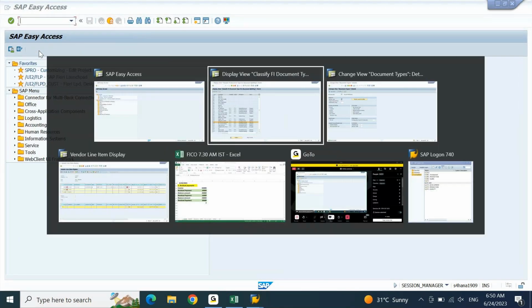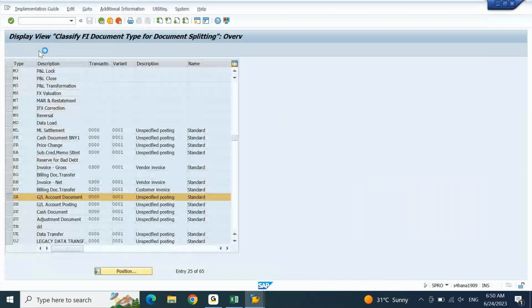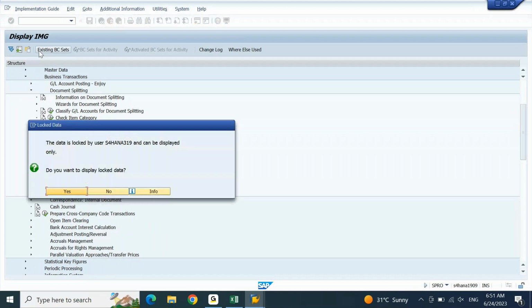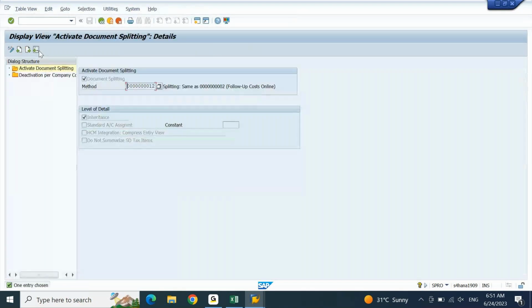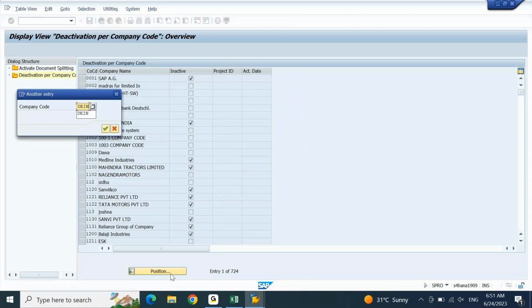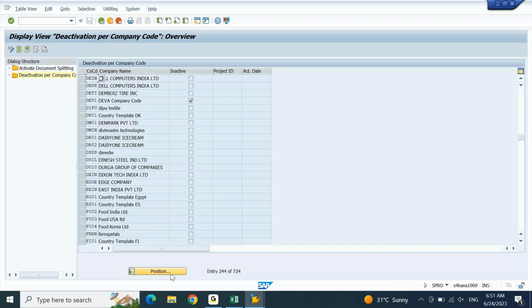Let's go back. Activate document splitting. Let's go to deactivation. DEIN. It is not deactivated. If this tick is there, this is deactivated. If tick is not there, this is activated. Splitting is active.